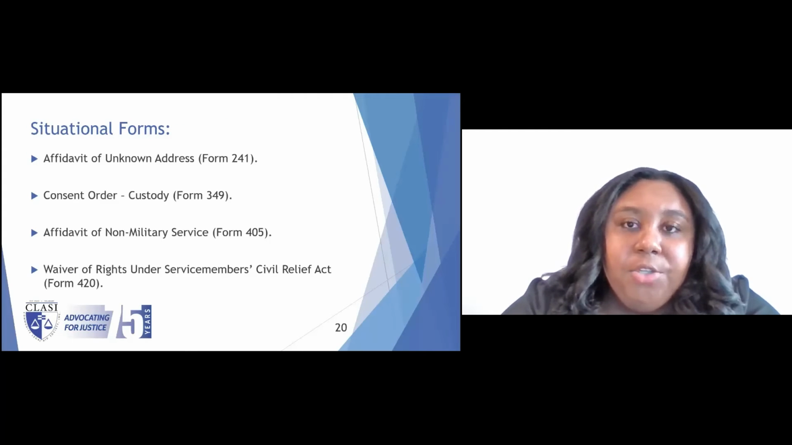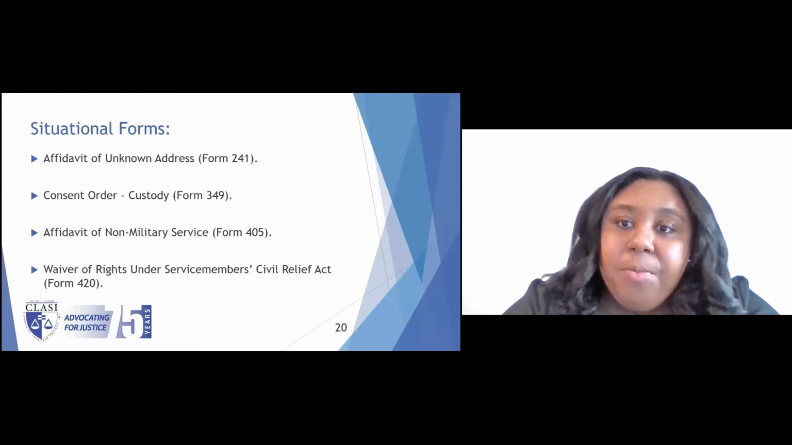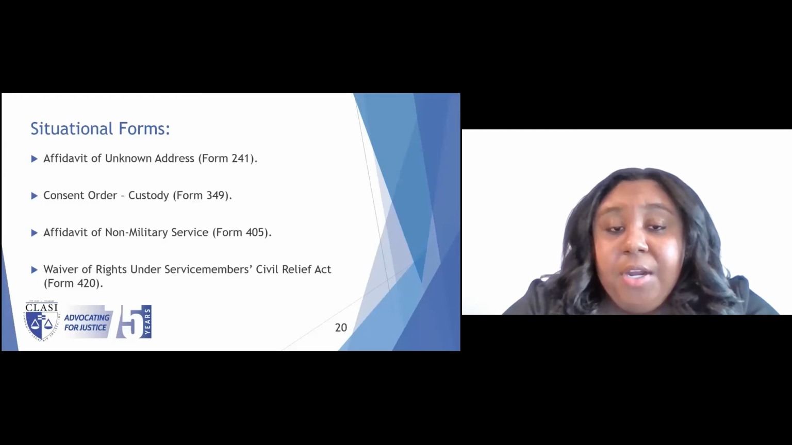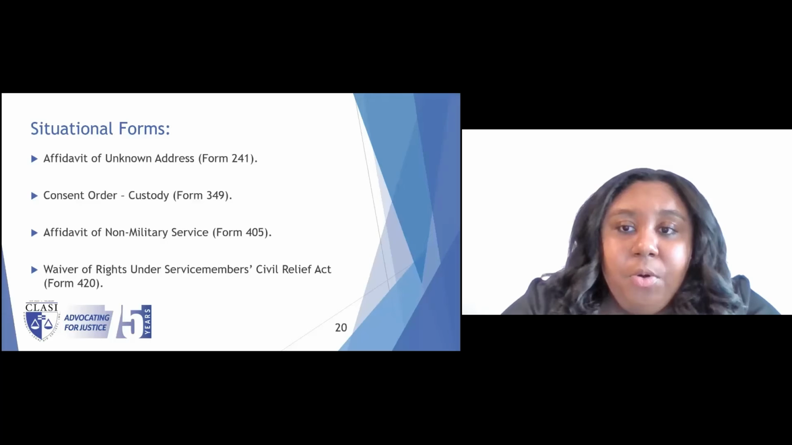Here are some of the situational forms. The first is an affidavit of unknown address. This form you use if you do not know the address of the other party. The next form is a consent order. That is Form 349. This form you will use if you and the other party have come to an agreement on your own and you would like to submit that consent order to the court to approve.